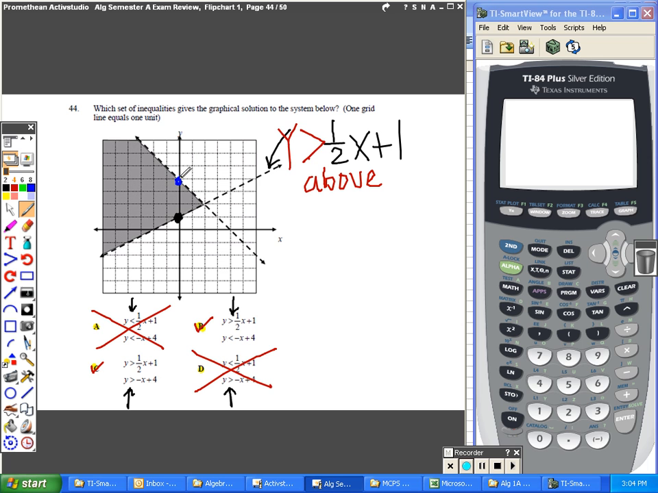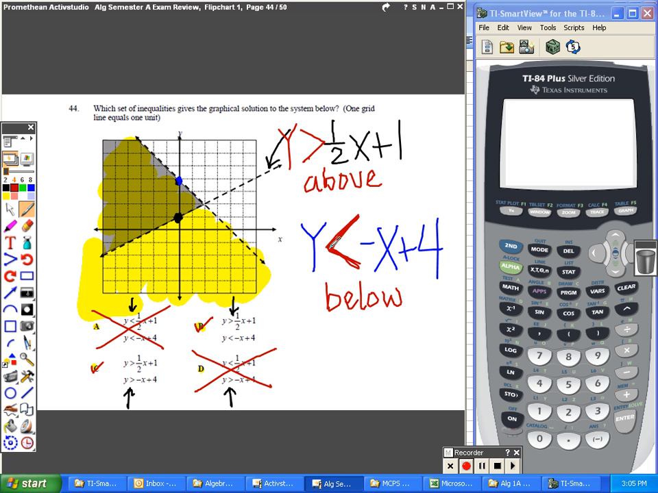The other line is the line that crosses at 4. That's y equals something negative x plus 4. We have to figure out what kind of inequality goes here. Well, let's talk about this line. Is this line shaded above or up, or is this line shaded below? I would say that this line is shaded definitely low. It's shaded towards the less than side. So this has to go like this, because that's how you shade below a line, is when the y is less than the equation. So the only one that says less than, well, that one's wrong. The only one that says less than is B.